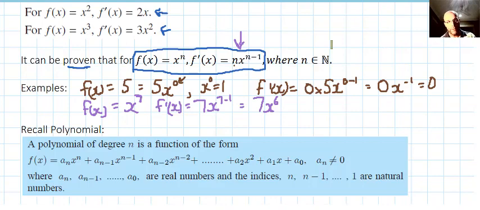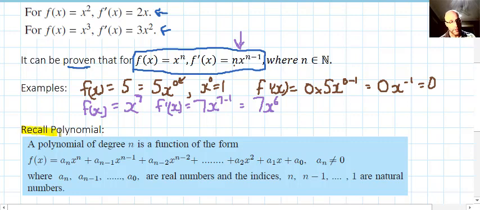And that's the result. And if you did that by first principles, you would get that same result by taking the limit. Now, before we go further and apply this to polynomials with several terms, we need to recall a definition of a polynomial.